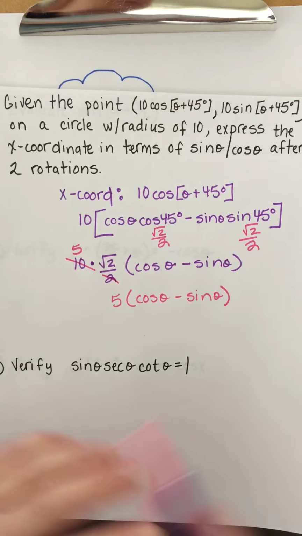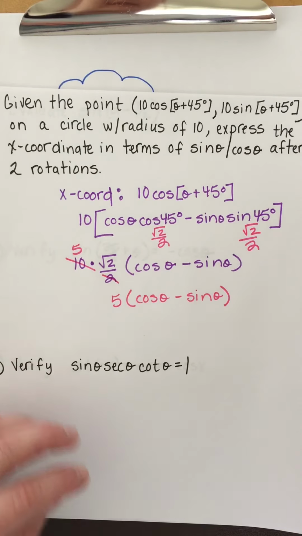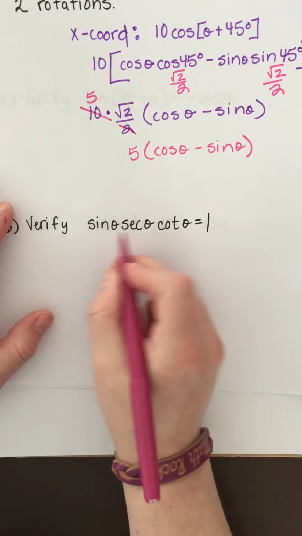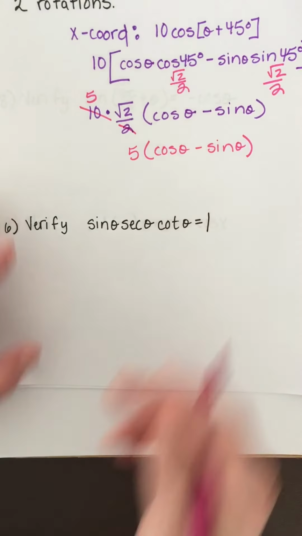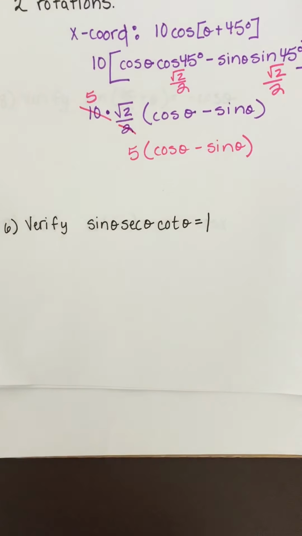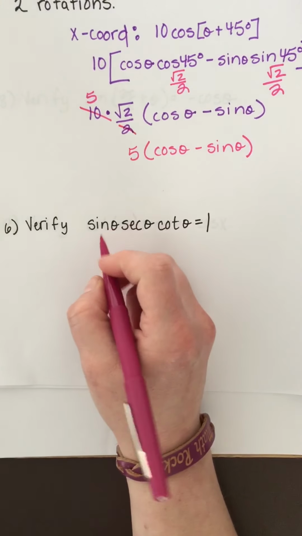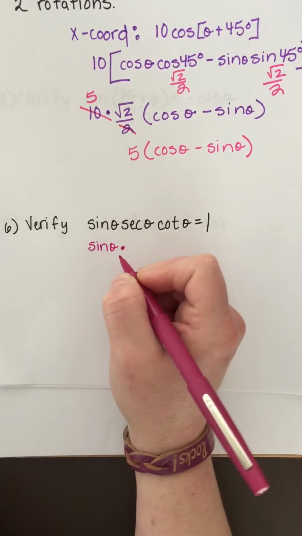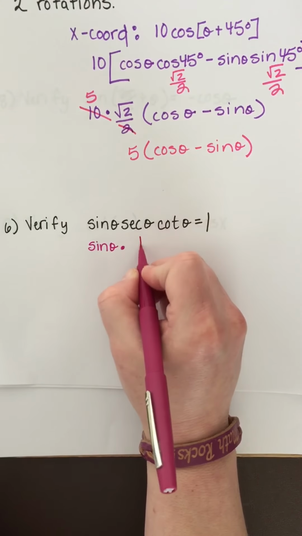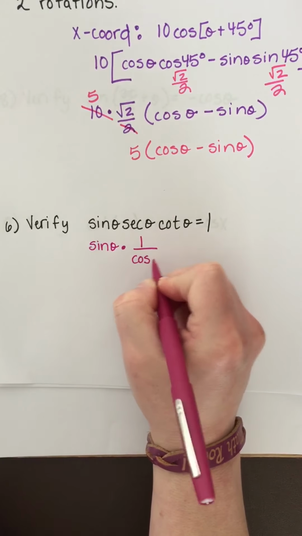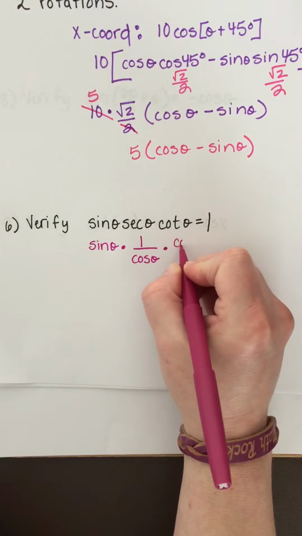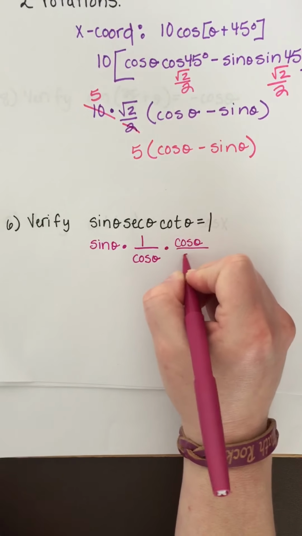All right, the next one is some of the stuff you guys really like. Verifying. It's my favorite. All right, so we got sine times secant times cotangent, and we want to show that that equals 1. So what I'm going to do is change everything to sine and cosine. So sine is good. I know that secant is the same thing as 1 over cosine. Don't forget your theta. And I know that cotangent is the same thing as the cosine over sine.